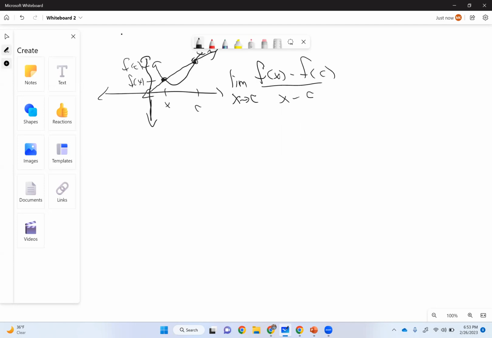And of course, if you plug in a C for X, you get 0 in the denominator. So it's not just a matter of plugging and chugging. All right. So let's see how this would work with a polynomial function. Let's start with f of X equals 3x squared minus 2x.